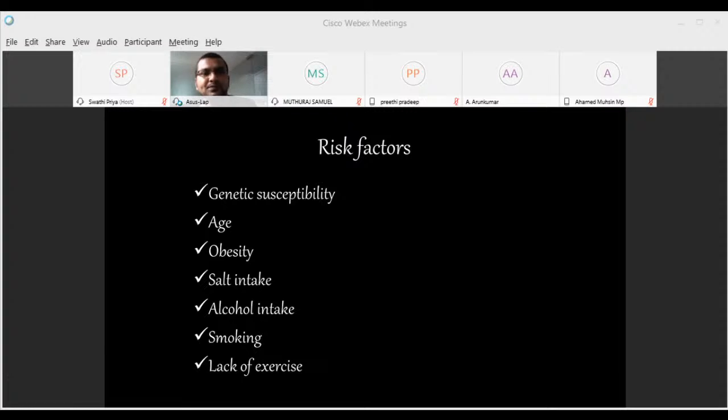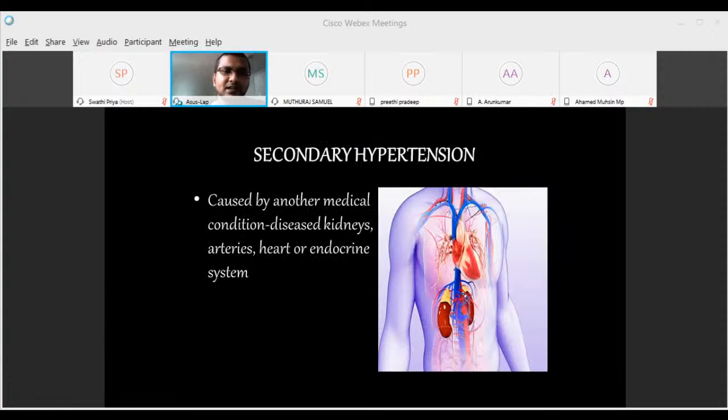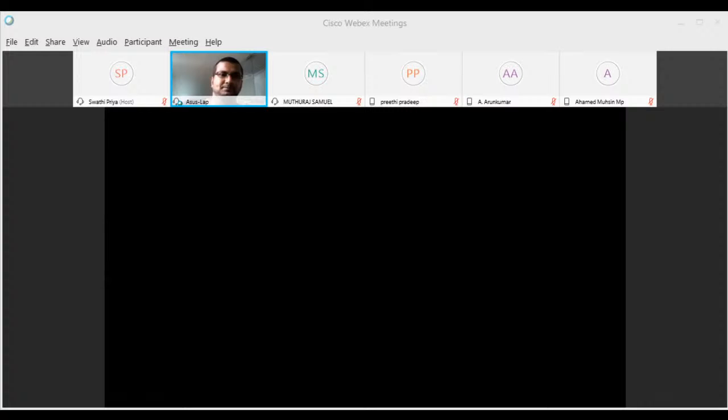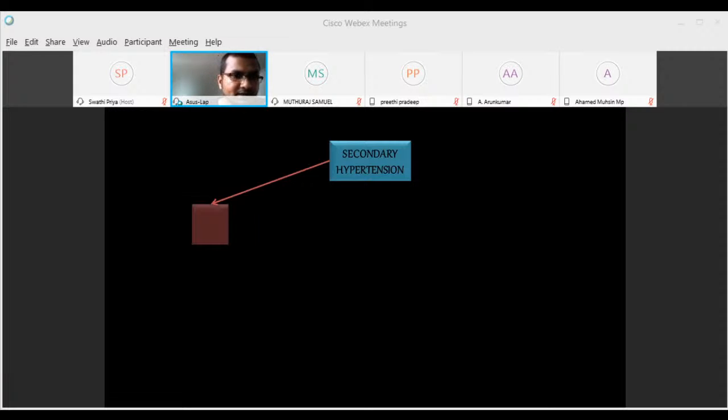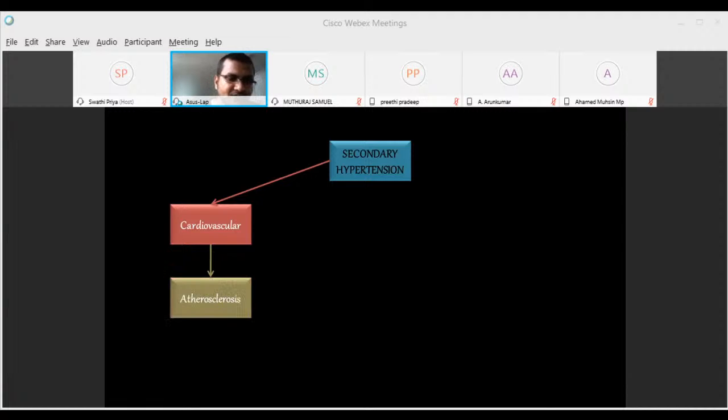Now we'll move on to secondary hypertension. So secondary hypertension is caused by another medical condition, for example, diseased kidneys or arteries or heart or endocrine system. So if the heart is diseased or if the kidney is diseased, due to the diseased heart and kidney, that will increase the blood pressure. Okay. So the major causes of secondary hypertension: first, the cardiovascular system, that is atherosclerosis. Already I have mentioned it to you.